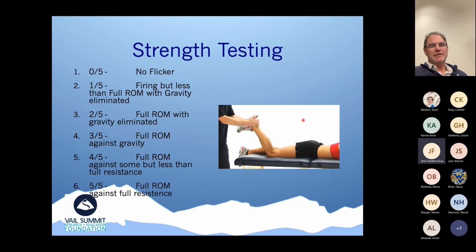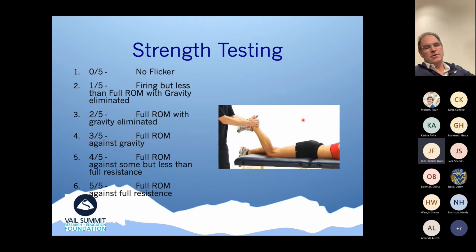3 out of 5 means you've got full active range of motion. This is all strength testing, so it's active against gravity. Now, if you eliminate gravity, and we did this the other day when we did eliminating gravity for the elbow, was doing this with your elbow horizontal, against gravity is going to be like this.